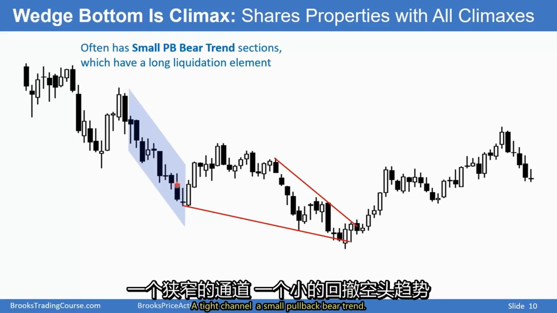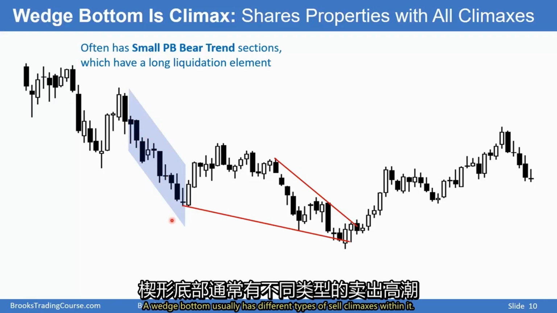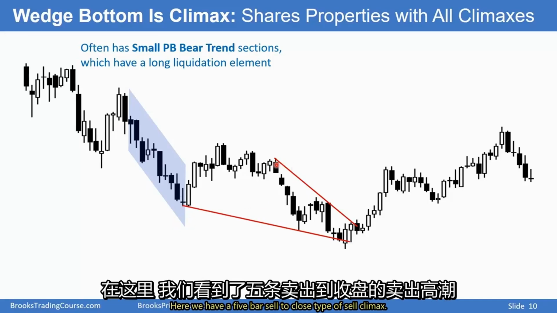A tight channel, a small pullback bear trend, that is climactic. Here it has a series of small sell climaxes. A wedge bottom usually has different types of sell climaxes within it. Here we have a 5-bar sell to close type of sell climax.